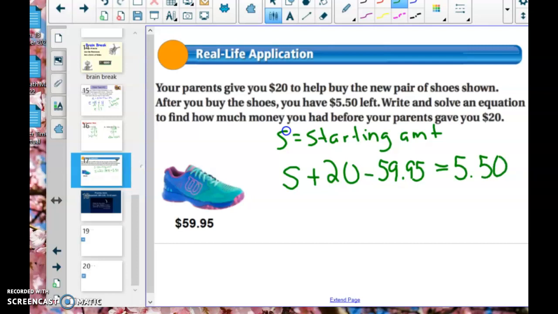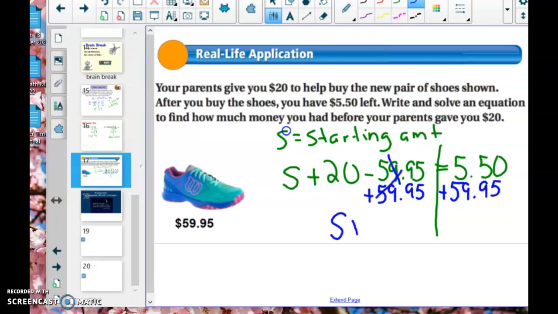Well, I have to figure out how much I started with. So first thing I'm going to do is draw my dividing line. I'm first going to go to the side of the letter, and I see plus 20 minus $59.95. Well, I'm going to start by adding $59.95 to both sides, so that I'm getting closer to getting the S by itself. It's still not by itself because I still have S plus 20, but at least I've gotten rid of the 59.95 by adding it to both sides.